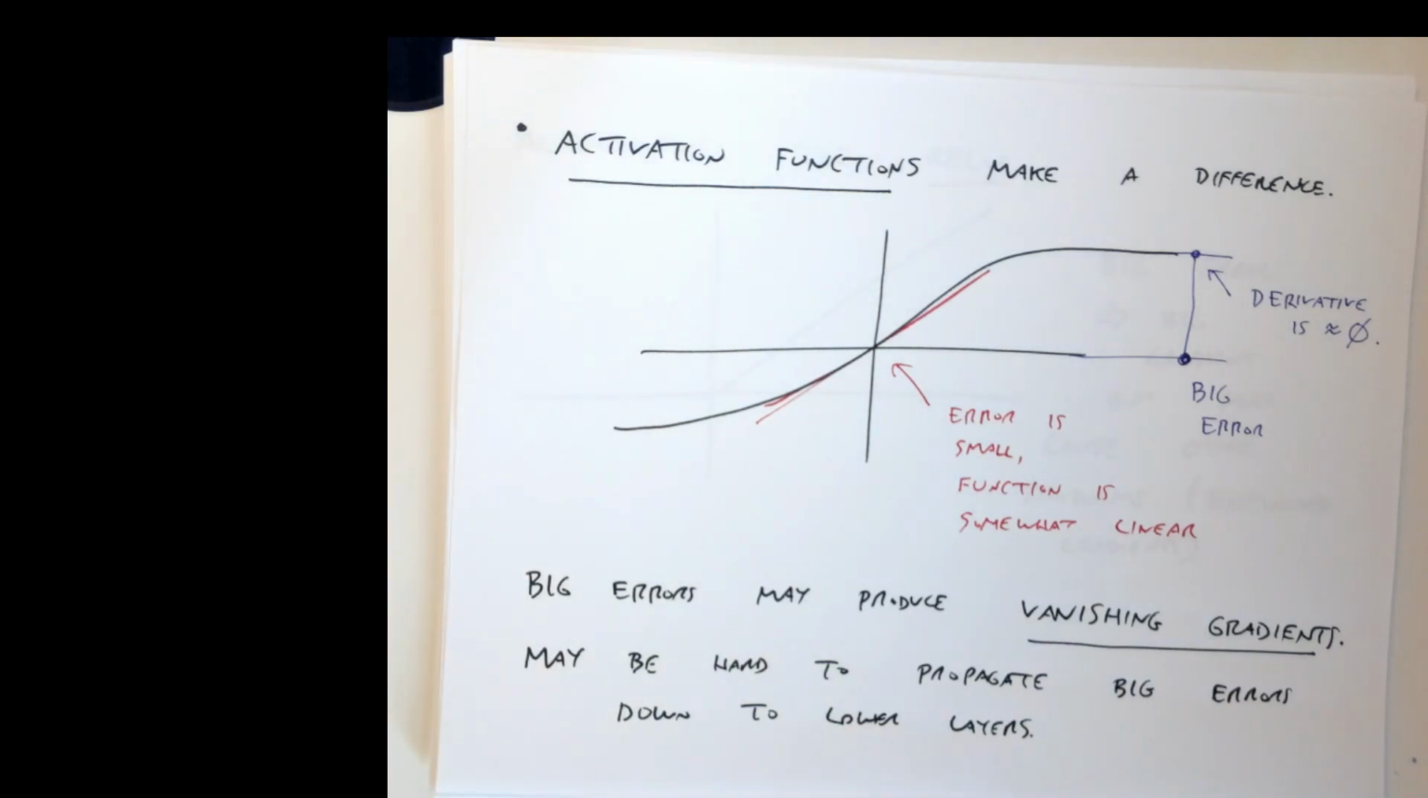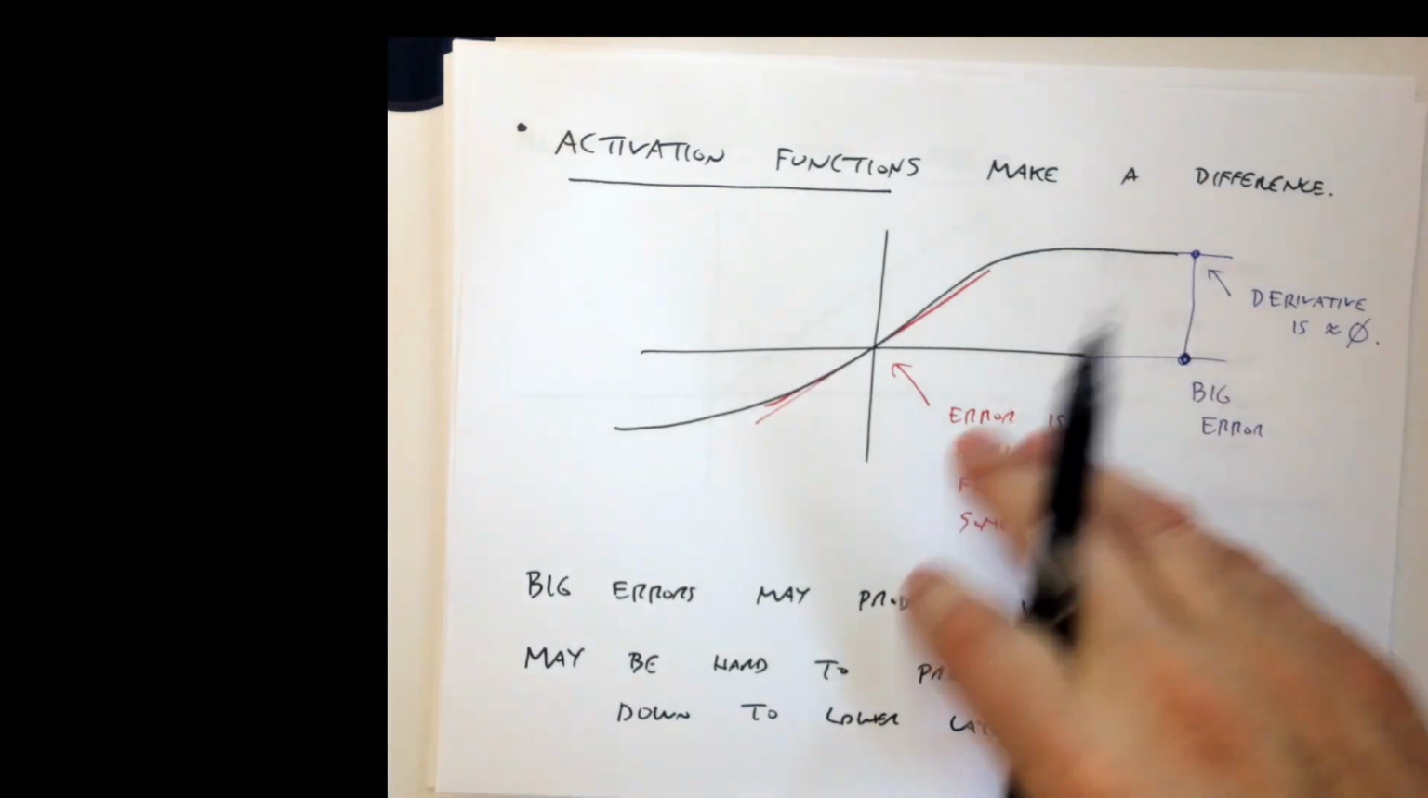Yes, nothing will ever improve if you're taking a step in the direction of the gradient and the gradient is 0. That means you're not going to move in that direction, right? Okay.